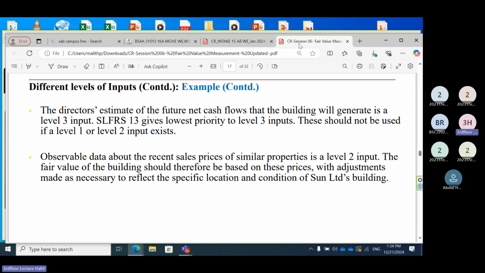Then keep in mind, don't recommend a cash flow type of model. You have level 1, level 2 inputs, such as market value or similar market price, so don't recommend the cash flow forecast model. Why? If you are using a cash flow forecast model, it's unobservable. We can't show that to the stakeholders. You can manipulate that. That's why there's a clear direction here.